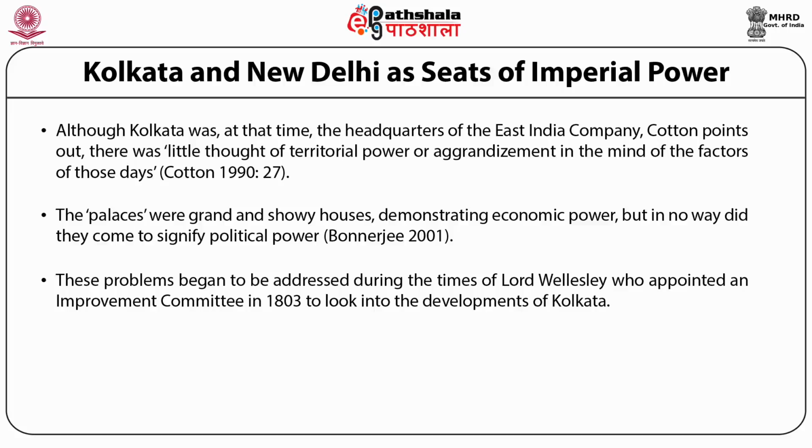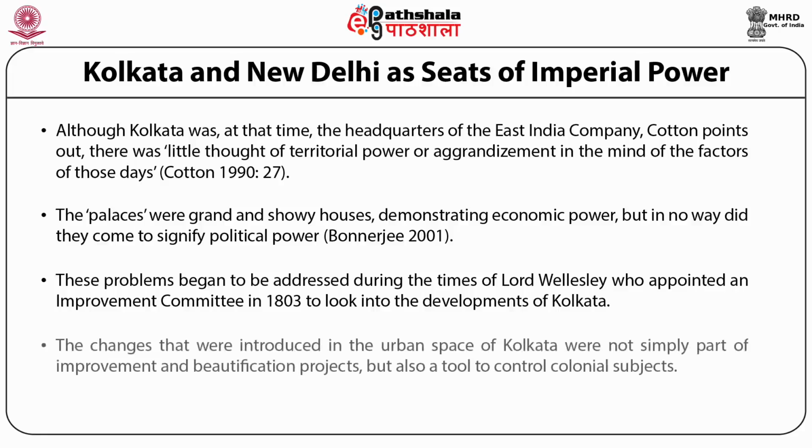While improving health and sanitation was the principal motive for various plans, it also led to different changes in the indigenous neighborhood patterns that were typified by winding lanes and a close-knit structure. The changes that were introduced in the urban space of Kolkata were not simply part of improvement and beautification projects, but also a tool to control colonial subjects.